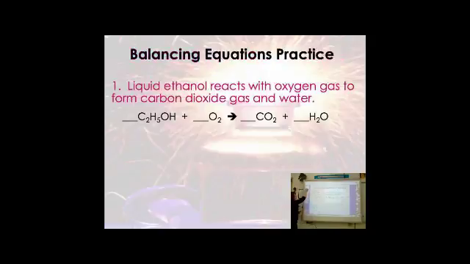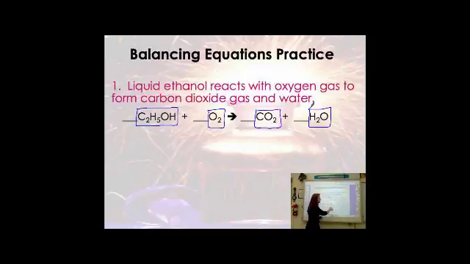So here's our first example. Liquid ethanol reacts with oxygen gas to form carbon dioxide gas and water. If you go back to your Vodcast handout, the first thing it tells you is to box out your compounds. Why are we boxing out our compounds? Because you can't change the subscripts in here.